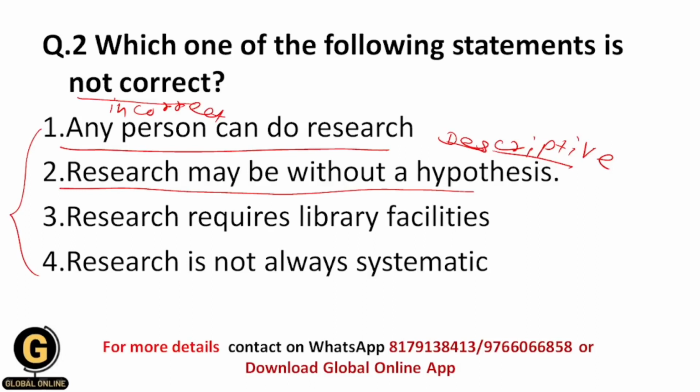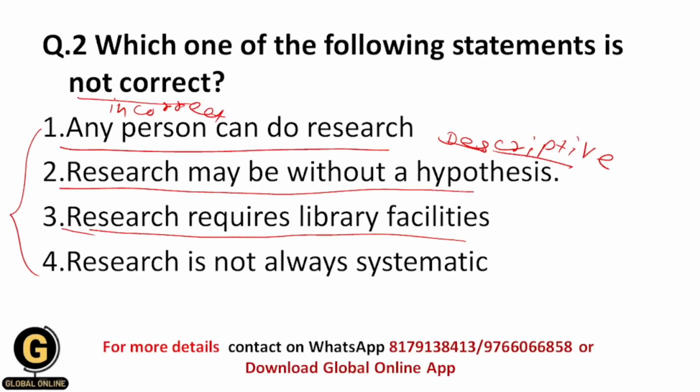Research requires library facilities. Yes, research is very important work, and for that library facilities are always required, because library facilities provide all types of books and insight into the information, and that's why research will be easy. So this is also a correct statement.